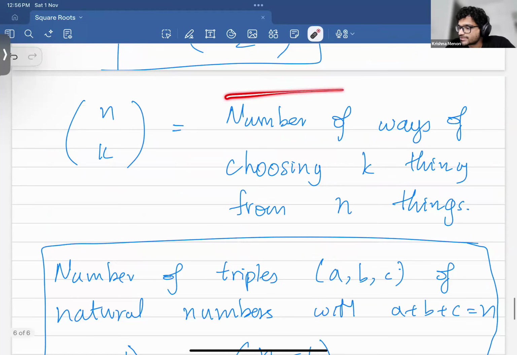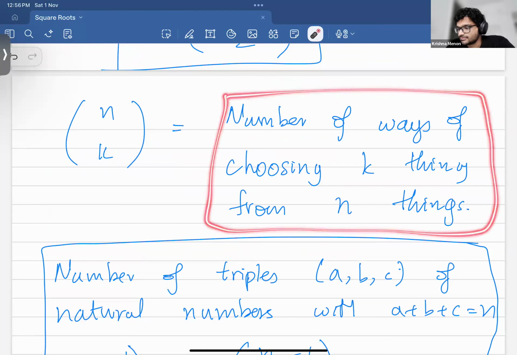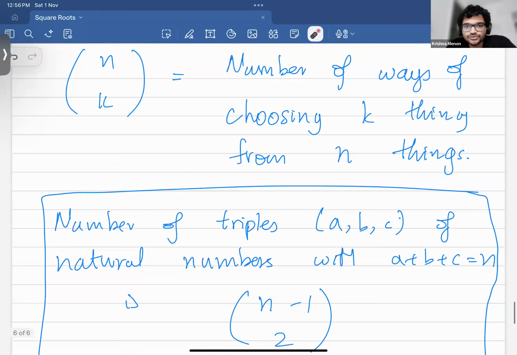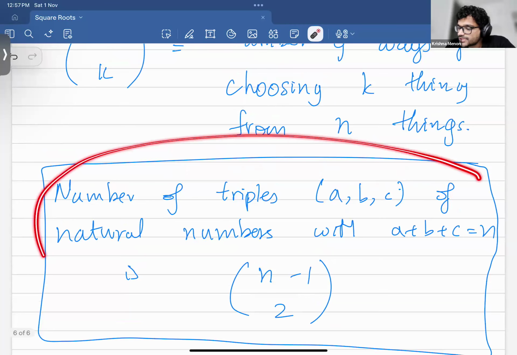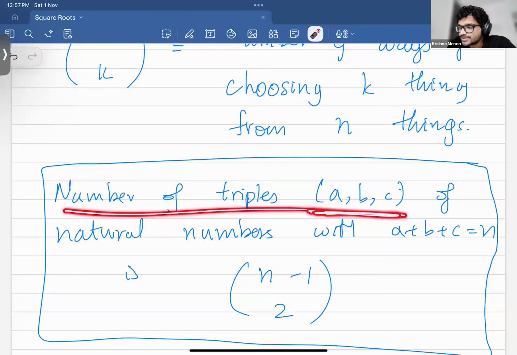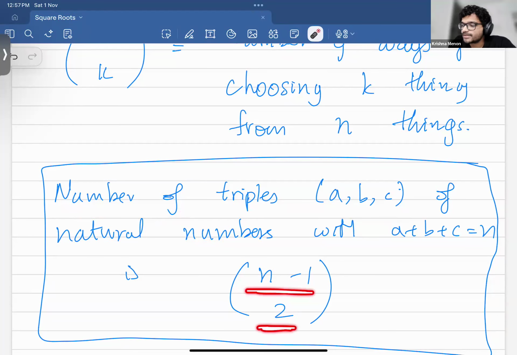This number N minus 1 choose 2, apparently you have learnt in a previous roots class, means exactly this. It is the number of ways of choosing. So this is the general meaning. For N minus 1 choose 2, it is the number of ways of choosing 2 things from N minus 1 things. So what I want you to think about now is, can you see this directly? Can you convert this problem, finding the number of triples, to a problem where you're just choosing 2 things from N minus 1 things?